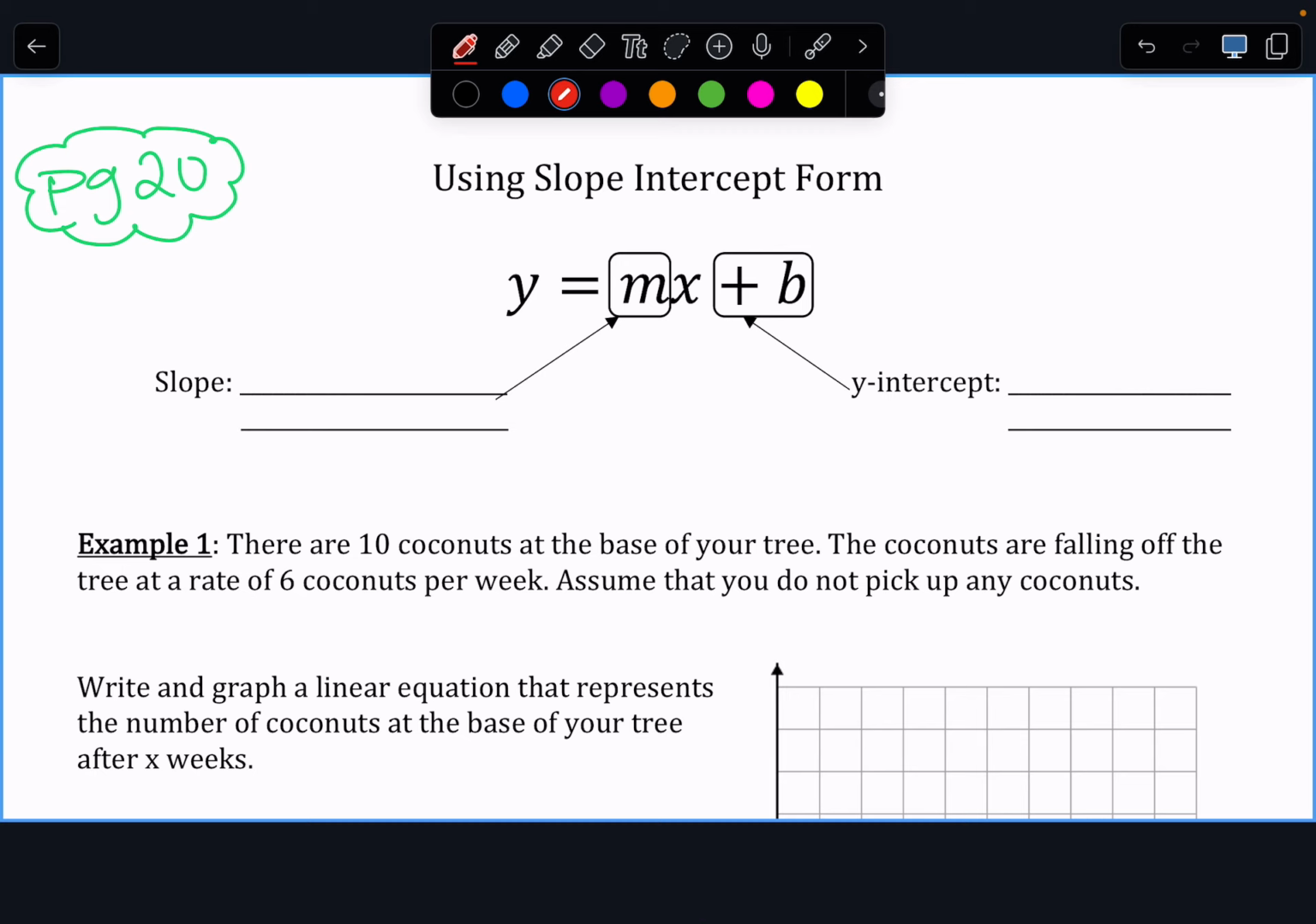Okay. We are going to have to read a sentence and figure out what the slope and y-intercept are so that we can write y equals mx plus b. Okay? So, I want to remind you that slope is a rate of change. A rate of change, like miles per hour or dollars per week.